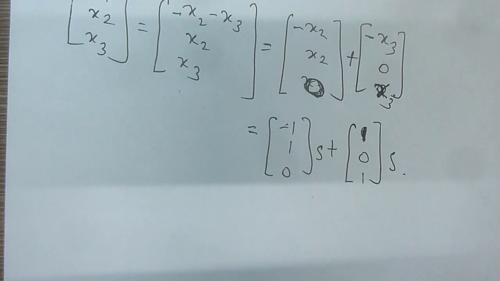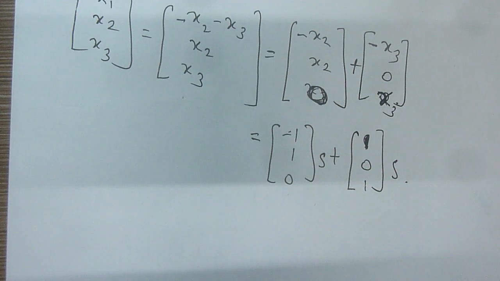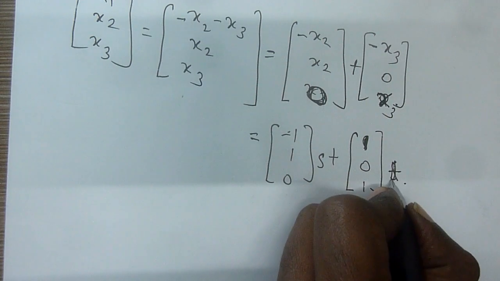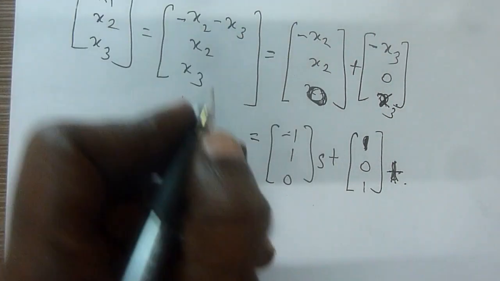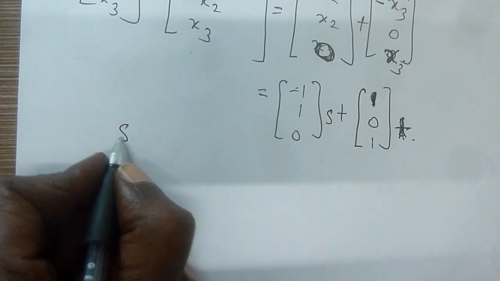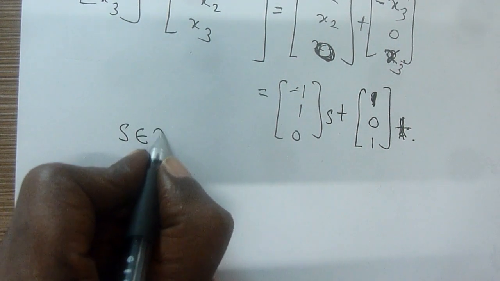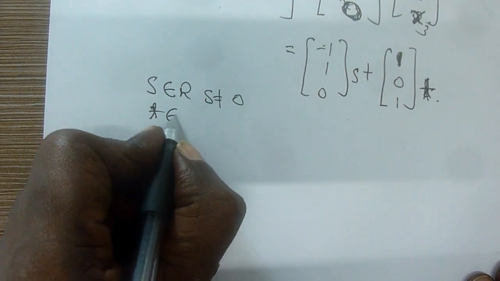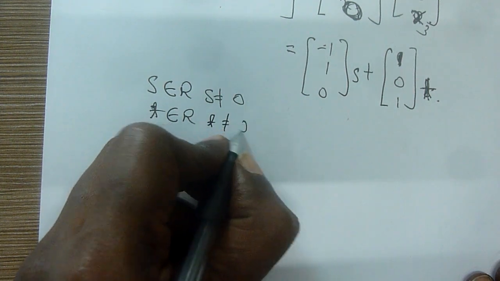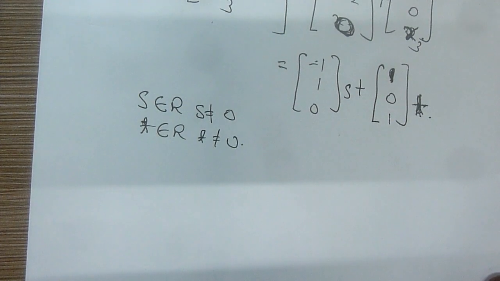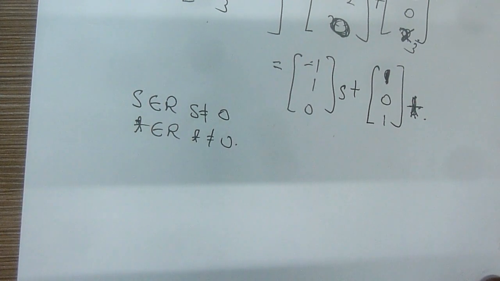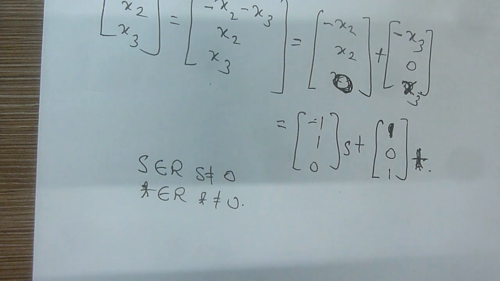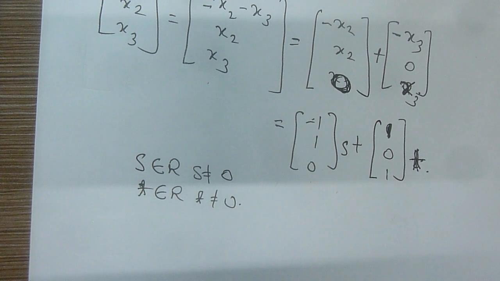Wow, it's not straightforward, right? You have s and t, and we can define s as a member of r, and s is not equal to 0, and t is a member of r, and t is not equal to 0. Can you see how complex it is? It's not straightforward. The solution is something very different.